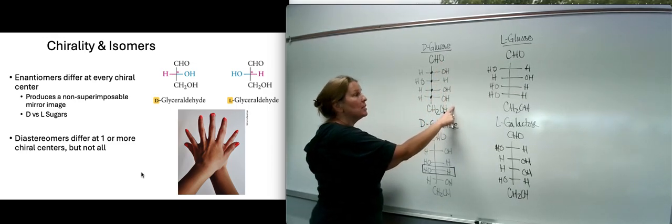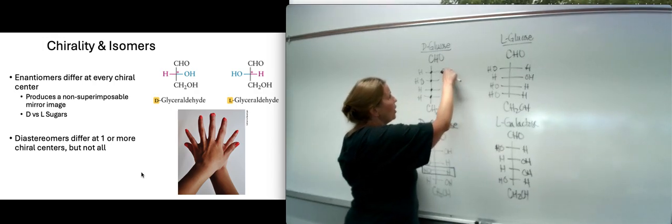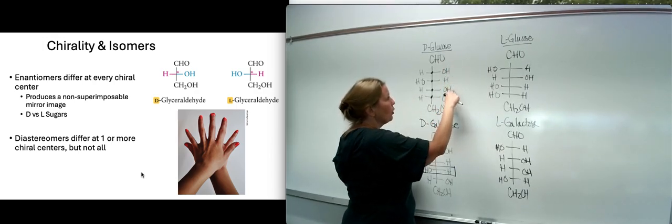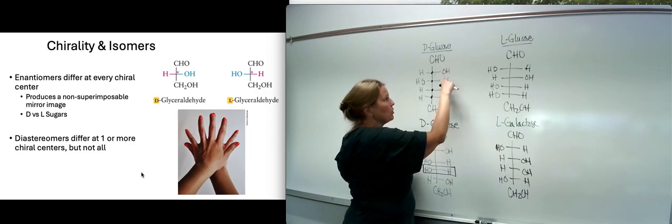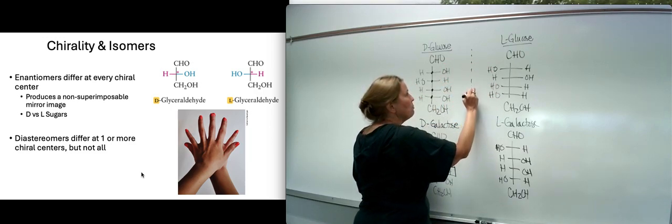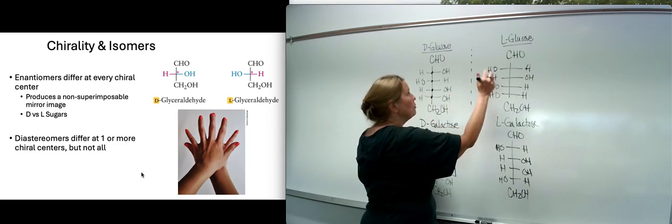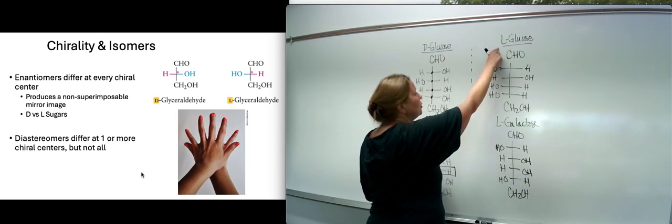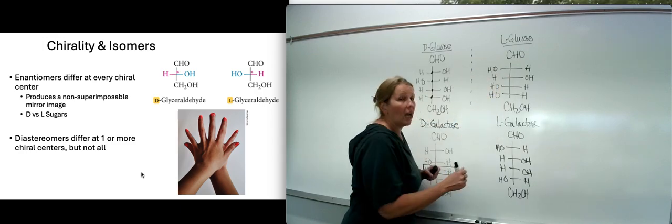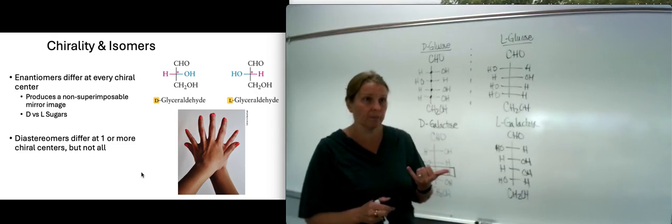right, which means if I were to draw the L version of glucose, this carbon number 2, 4, and 5, normally their OH groups are on the right. I will now draw them on the left because, again, we're looking at a mirror image of one another. So if you notice, all 4 of those chiral centers between the D-glucose and the L-glucose have now changed positions where the H's and the OH's are.